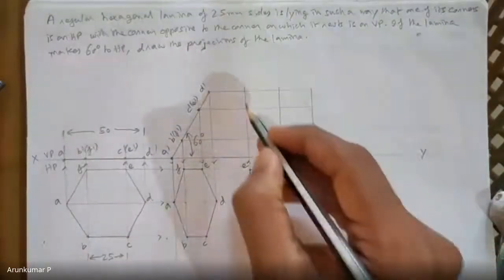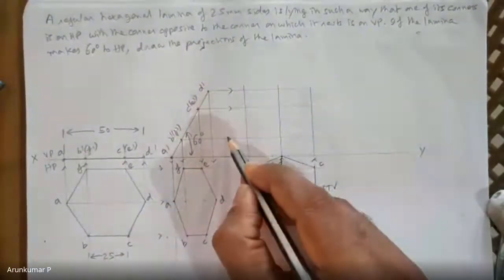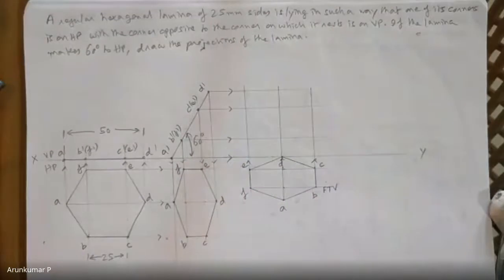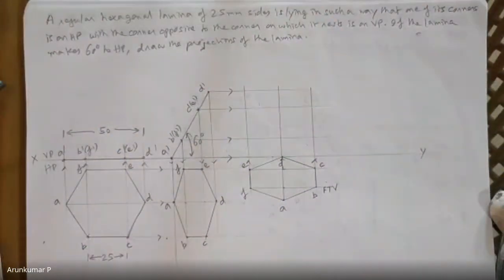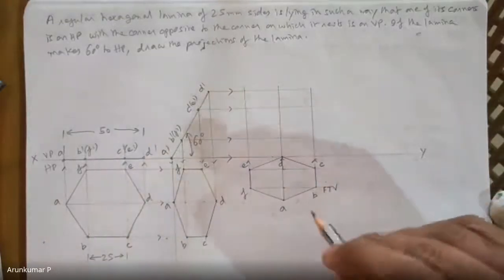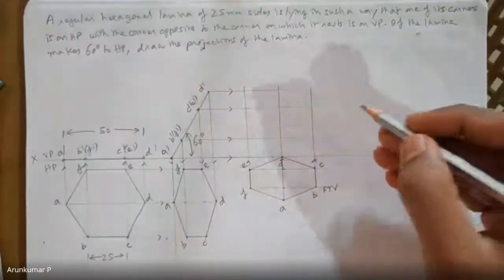Three vertical and four horizontal, including the one on the XY line. Now you can locate the intersection points of the final front view.